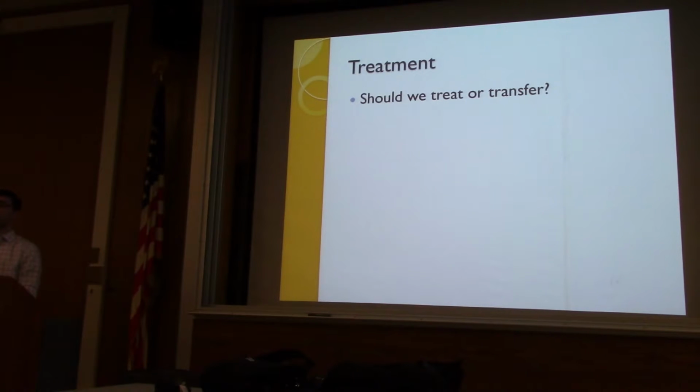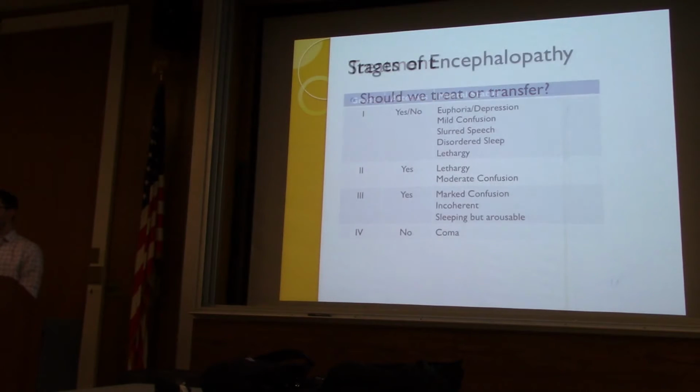Okay, and then treatments: should we treat or should we transfer is the question you have to ask yourself whenever you get any type of liver failure. So this isn't just for acetaminophen, now we're kind of branching out a little bit. And so again, we'll go over the stages of encephalopathy. Stage 1, mild confusion. Stage 2, a little bit of lethargy with asterixis. Stage 3, marked confusion. And stage 4 is coma.